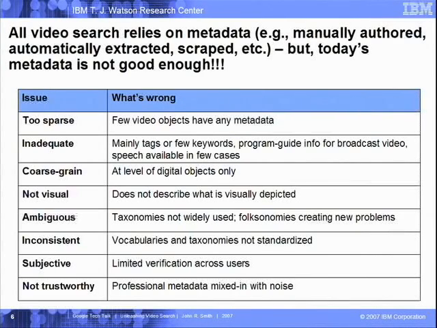Often the tags and so on that get created describe whole item levels. They don't go in and say, well, what's happening in individual scenes within a video, which might, of course, be interesting for users and for other purposes. It's not visual. There's a lot of ambiguity because taxonomies are not standardized. Folksonomies are interesting, but they create problems of their own.